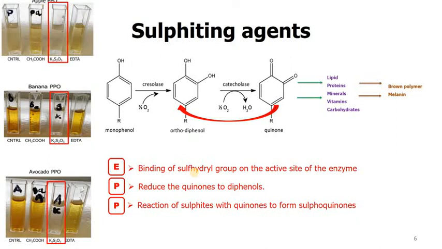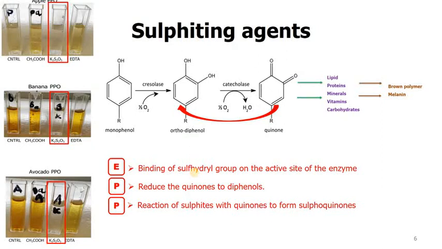So what these sulfites do is they go and bind to the sulfhydryl groups at the active site. If something is bound there, it means that when the substrate comes, it cannot bind there because that space is already occupied. So the lock and key theory cannot form. And therefore, in that way, the enzyme cannot catalyze the reaction.